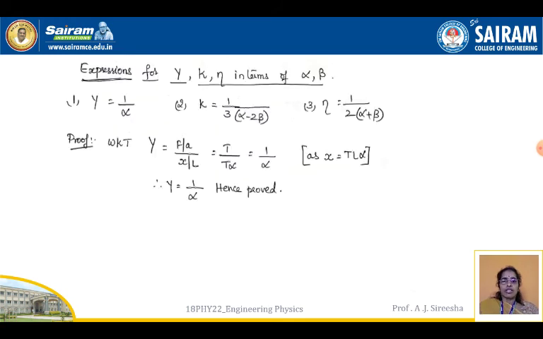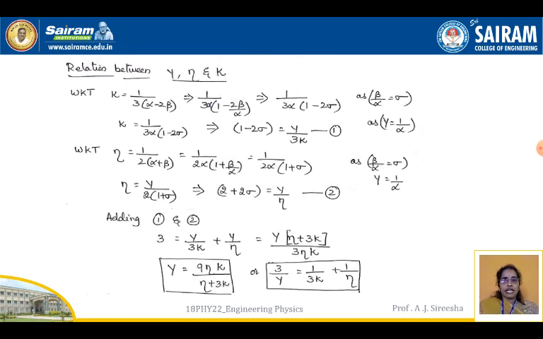Now, the second equation: K is equal to 1 by 3 into alpha minus 2 beta. I have made a separate video for the derivation of the second. And the third equation: eta is equal to 1 by 2 into alpha plus beta. I made separate videos for these two derivations. Okay. Next, the relation between Y, K and eta. Y is Young's modulus, eta is the rigidity modulus and K is the bulk modulus.